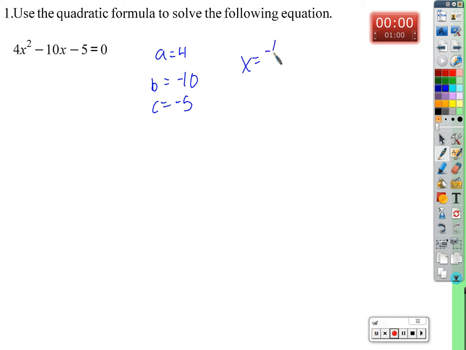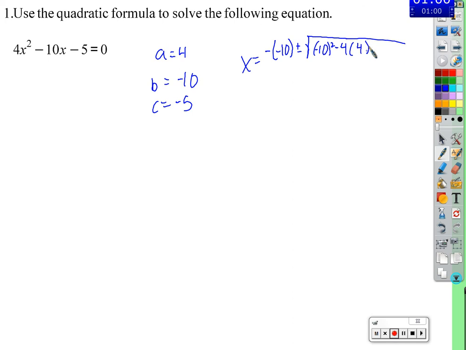So X is, you got the quadratic formula over there, negative B, so negative 10 plus or minus the square root of negative 10 squared minus 4 times A times C, over 2 times A. So we get positive 10 plus or minus the square root of 100. You got a negative times a positive times a negative, it's going to come out positive when we multiply these three numbers together. 16 times 5, that's 80.